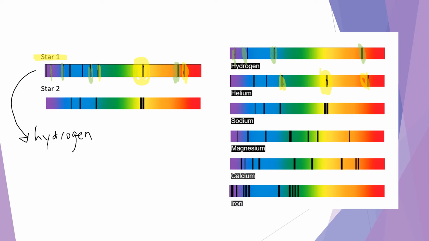Okay, so again, this is the emission spectrum for the star, and we're going to compare those lines to the emission spectrums of each element to see what the star is made up of. So I can also say that this star is made up of helium.